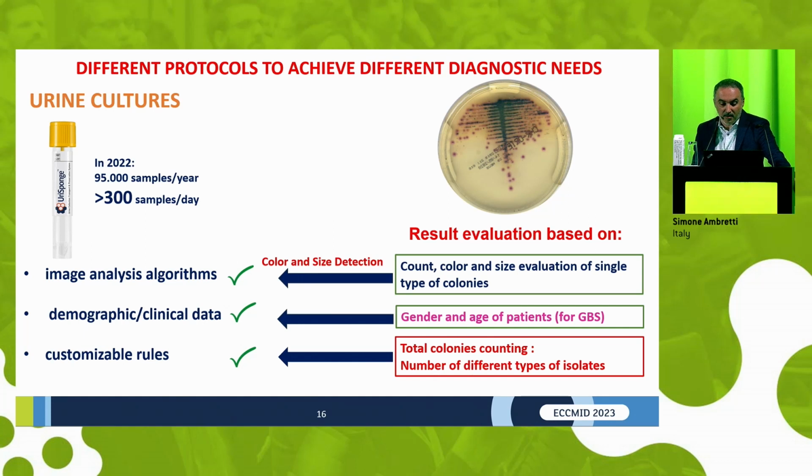In this case, the image analysis algorithm is able to discriminate and recognize different types of colonies, but the final result is based on different data, including total colony counting and the number of different types of isolates, and we have a specific rule in order to report GBS for women of childbearing age.